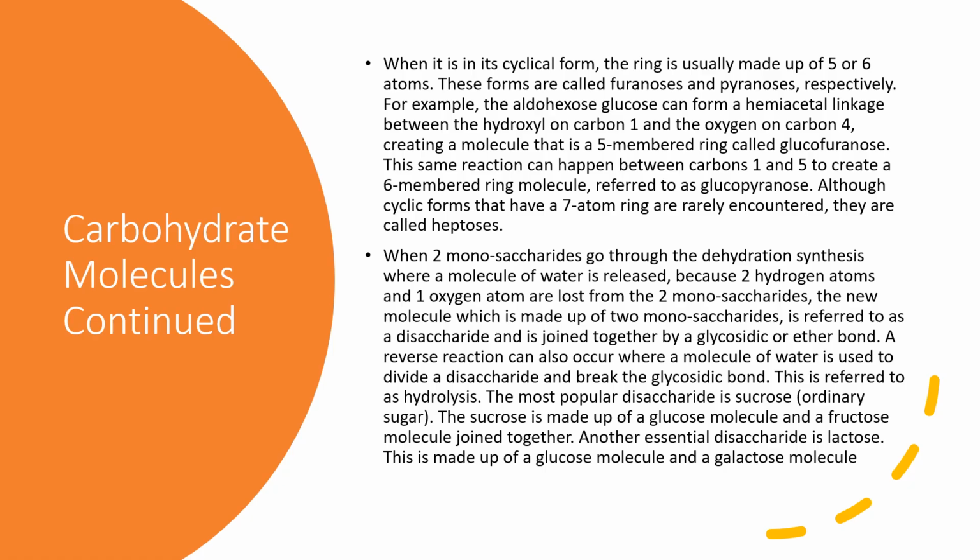When two monosaccharides go through dehydration synthesis, where a molecule of water is released because 2 hydrogen atoms and 1 oxygen atom are lost from the 2 monosaccharides, the new molecule, which is made up of 2 monosaccharides, is referred to as a disaccharide and is joined together by a glycosidic or ether bond. A reverse reaction can also occur where a molecule of water is used to divide a disaccharide and break the glycosidic bond. This is referred to as hydrolysis.